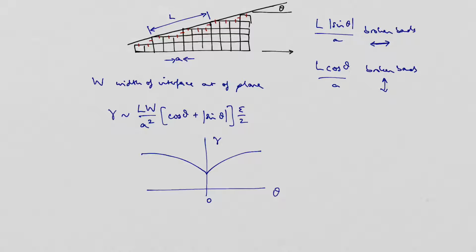As soon as I start tilting the interface, then actually the number of bonds pointing up doesn't really change much. L has to be a bit longer to accommodate those, so there's a bit more area. But in addition to those, I start creating the left-right bonds as well, and so away from 0, the energy per surface area increases. So there's a cusp here.